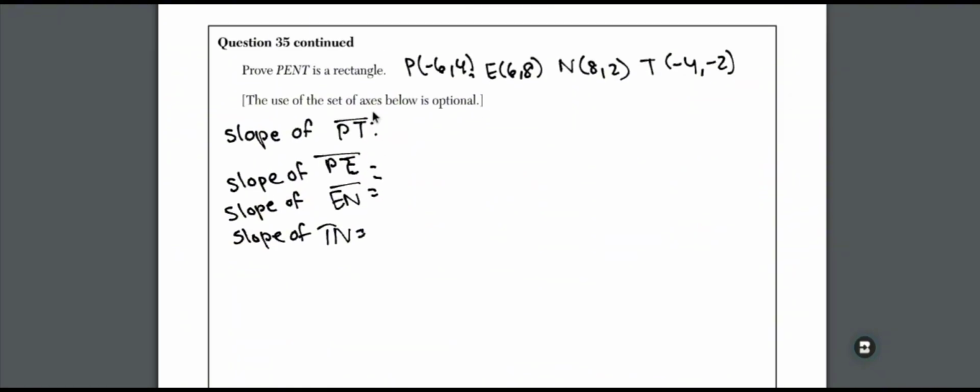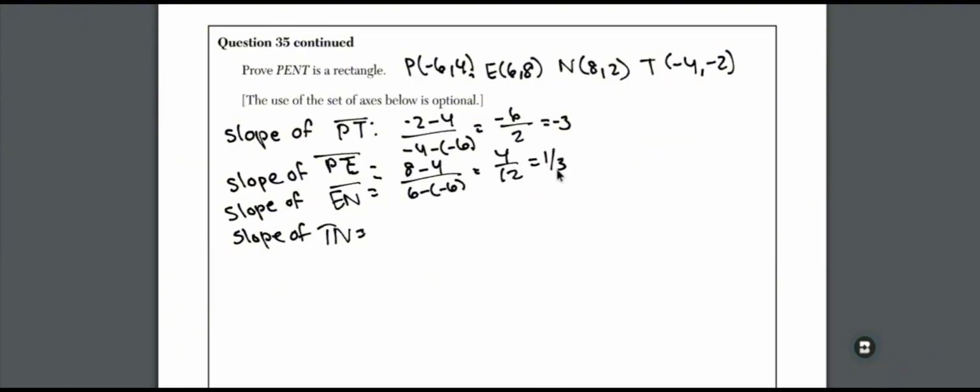So PT, again, I'm going to do negative 2 minus 4 over negative 4 minus negative 6. That's going to be negative 6 over 2, which is negative 3. PE, I have 8 minus 4 over 6 minus negative 6. I'm going to get 4 over 12, which is 1/3. And then I'm going to have EN. So I'm going to do 2 minus 8 over 8 minus 6. And I'm going to get negative 6 over 2. And I'm going to get negative 3.